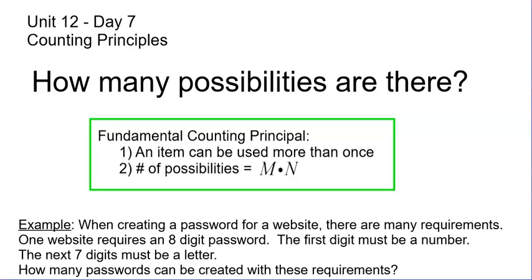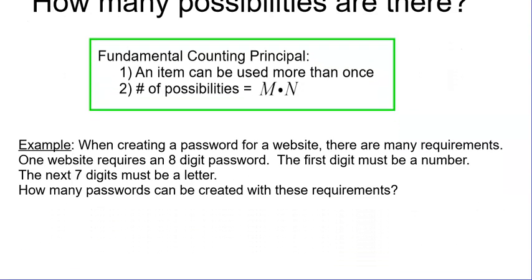All right, last day, counting principles. How many possibilities are there? So the fundamental counting principle, which we talked about: an item can be used more than once, and the number of possibilities is m times n. So let's talk about that.